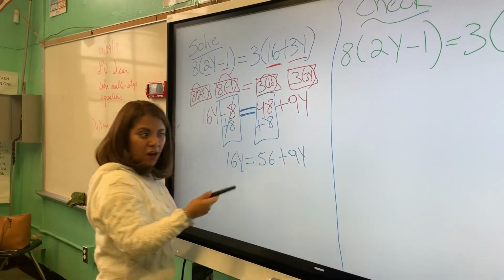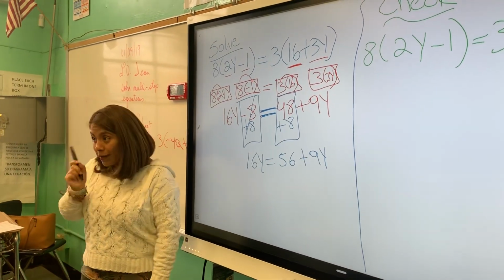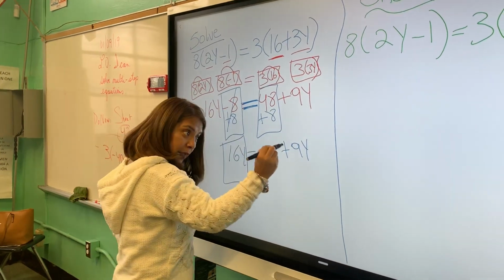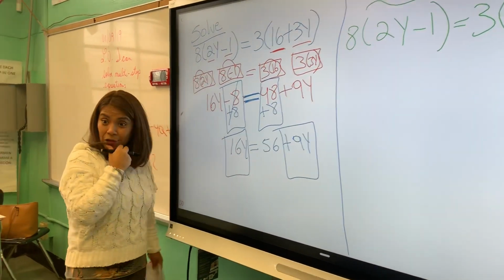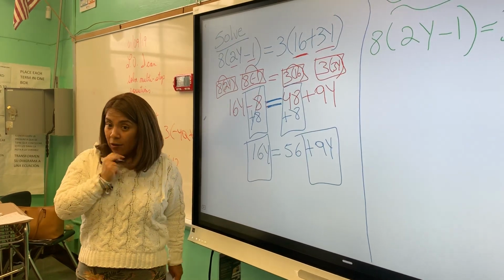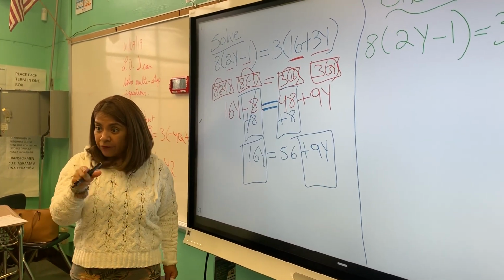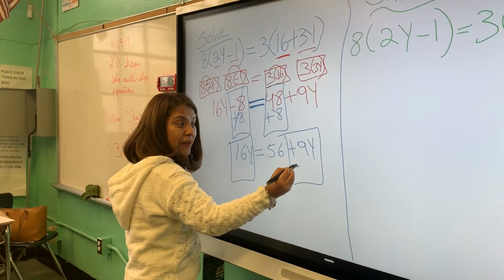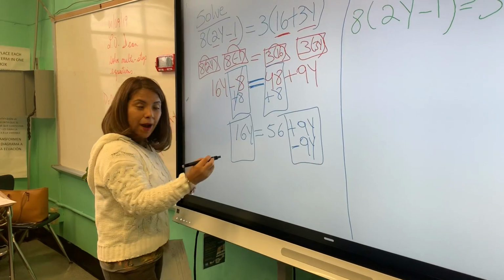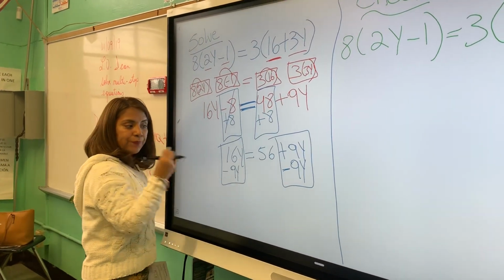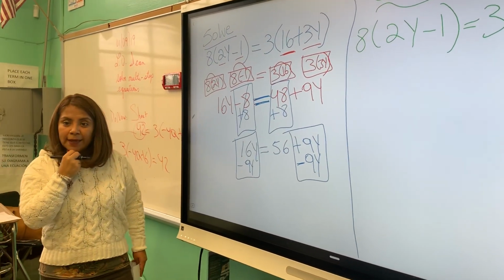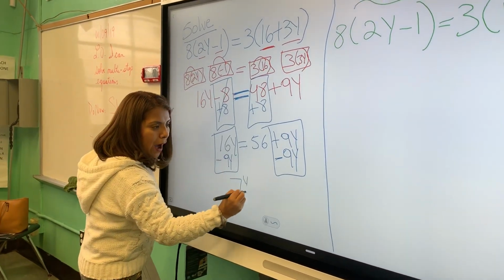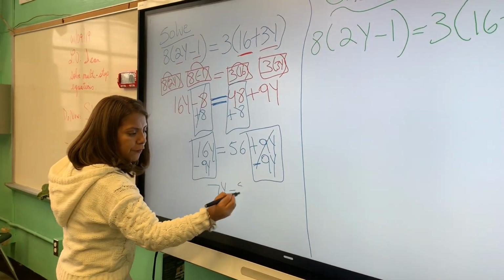Now here, I'm noticing a lot of you are making the mistake. This here and this here are still like terms. We cannot do the division yet. They still are like terms, and we have to get rid of them. So now, if this is positive 9y, I must have my inverse operation, negative 9y, which means that this here is going to give me 7y, this goes away, equals to 56.